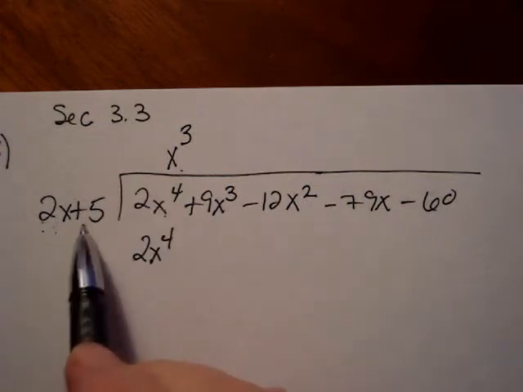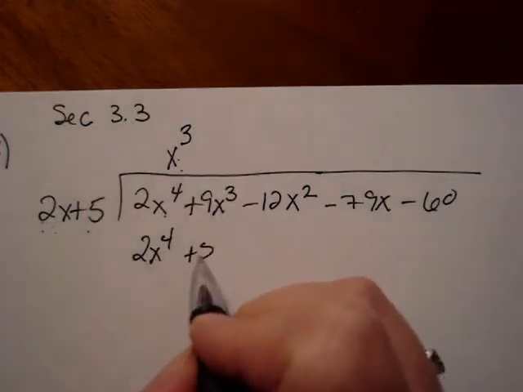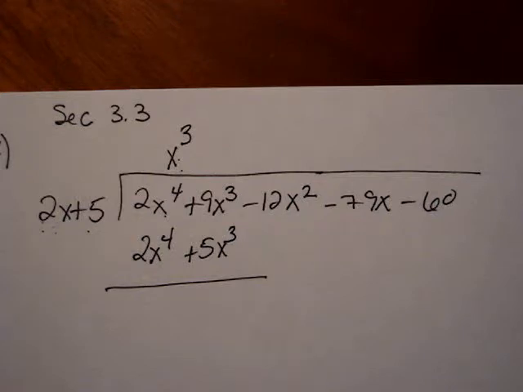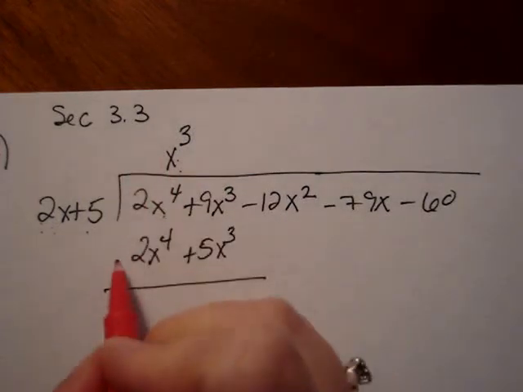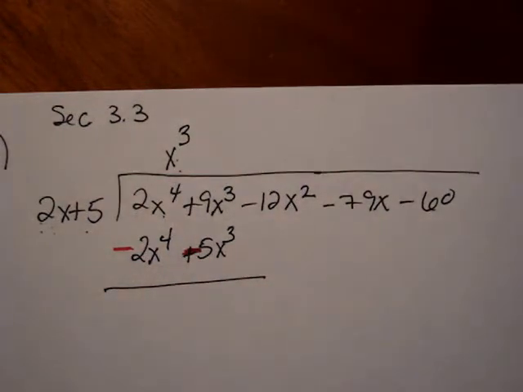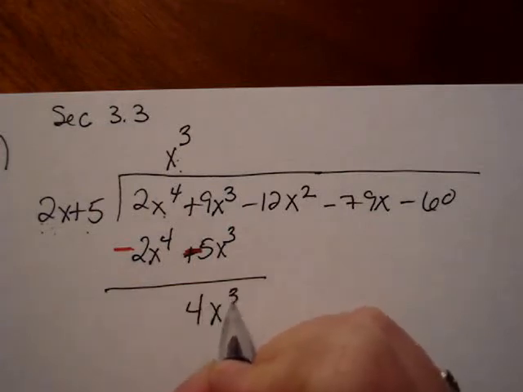But don't forget to multiply by the other piece. X to the third times 5 would be plus 5x to the third. Okay, now, remember, the next thing you do is subtract. So when we subtract, let me get my red subtracting pen. This will become minus and a minus like that. So that's subtraction, and I'll be left with 4x to the third.